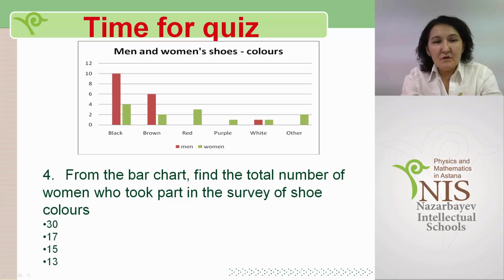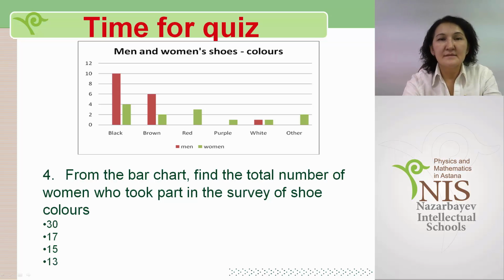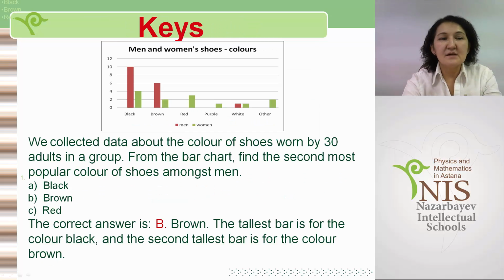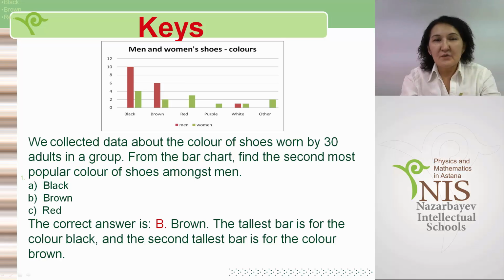Question number 4. From the bar chart, find the total number of women who took part in the survey of shoe colors. 30, 17, 15, or 13. So, we are going to answer the questions, and you have time to think about the answers.